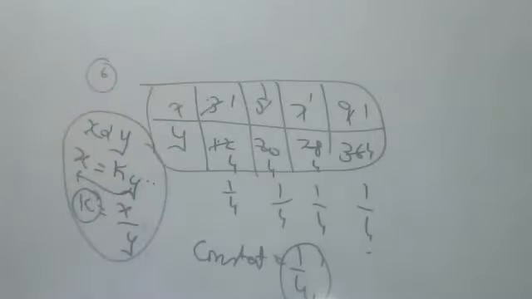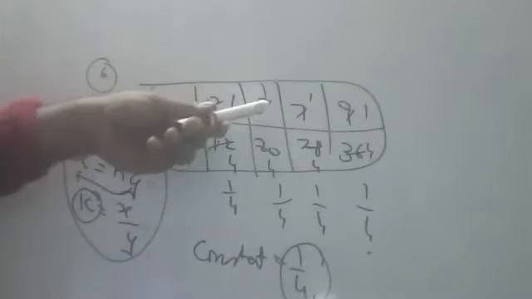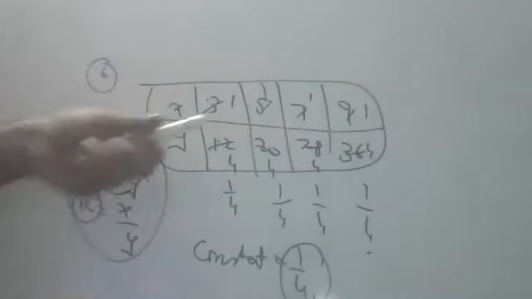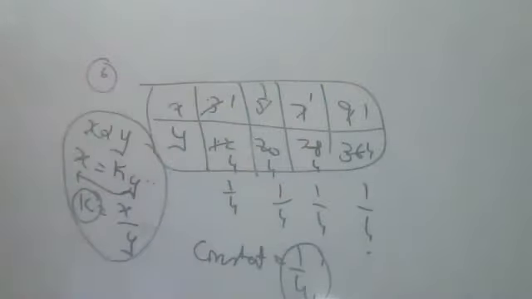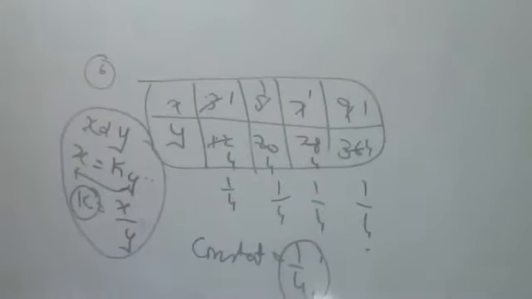Please copy it down, children. So what is meant by constant, children? Constant means a proportion. 3 by 12 is also 1 by 4, 5 by 20 is also 1 by 4. Then only they are said to be in direct proportion. It means that all the ratios should be the same.